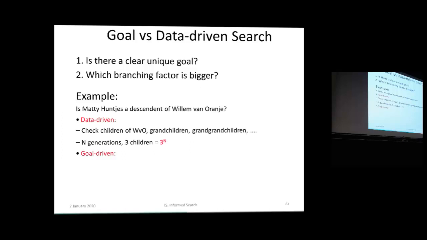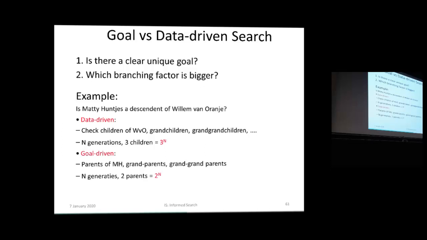So this is what's called data-driven. When you start from Willem von Oranje, then if n is the distance between Matti and Willem, you have to look through 3 to the power of n different records to find whether they are related or not. Yes, that also exists, but then you need to find each other, and that's quite difficult to coordinate.